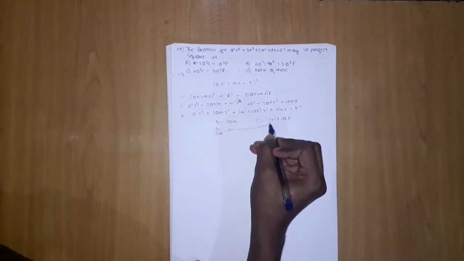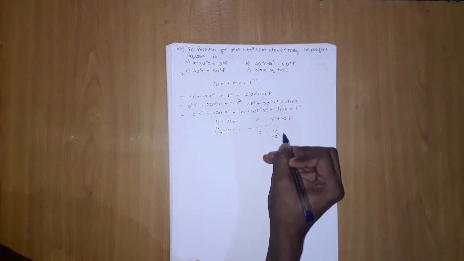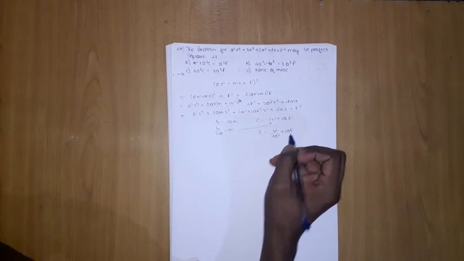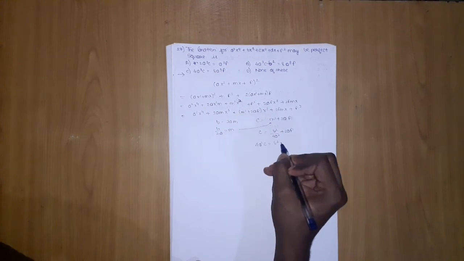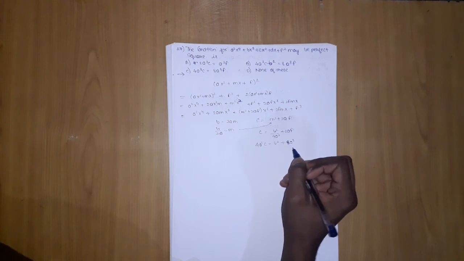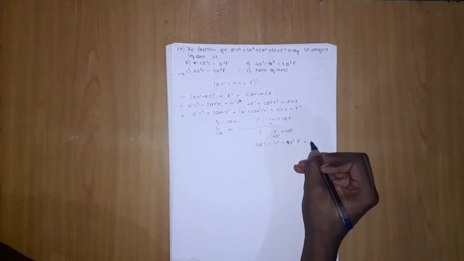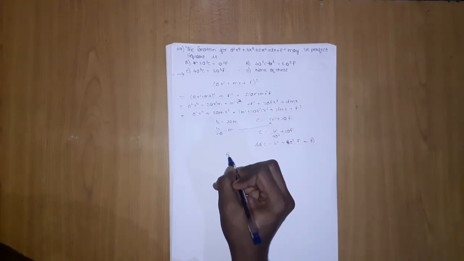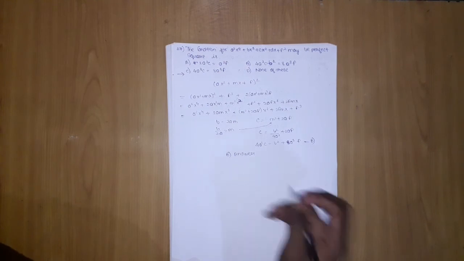Put it here, it will become c by b square upon 4a square plus 2af. Multiply throughout by 4a square, it will become 4a square c equals b square plus 4a cube, and it will be 8a cube f, which is this option b. So b is the answer. Okay, we're done with question number 27.